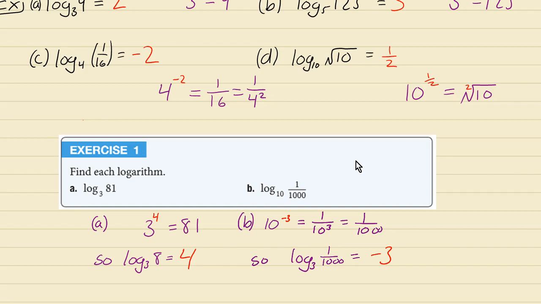Here's what I got. Try to think of the result of the logarithm as the exponent that you raise 3 to get 81, and 3 to the power 4 is 81, so the result of the logarithm is 4. Likewise, 10 to the power negative 3 means 1 over 10 to the power 3, which is also known as 1 over 1,000, which is what we wanted to get, so that means the result of the logarithm is negative 3.